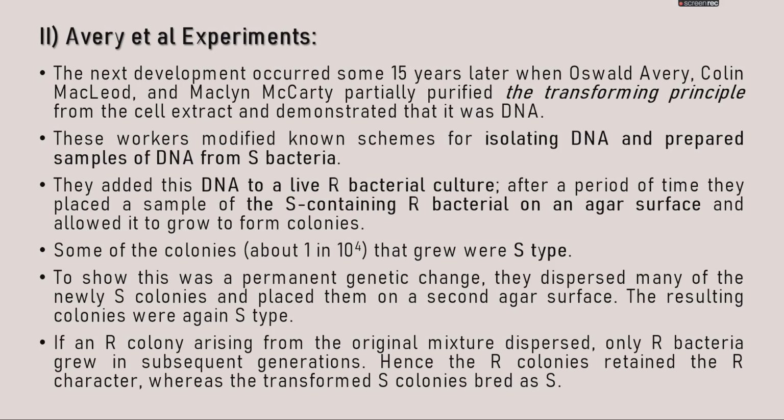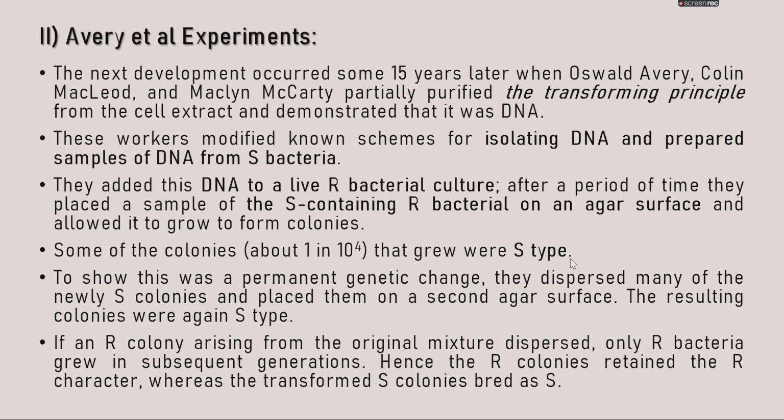Now these workers modified a known scheme for isolating DNA and prepared samples of DNA from S bacteria. From the heat-killed S bacteria, the DNA sample was extracted, and that DNA sample was then added into live R bacterial cells and allowed to react for a period of time. They placed a sample of the R bacterial cells on agar surfaces and allowed them to grow to form colonies. In this experiment, they observed that some of the colonies, about 1 in 10 to the power 4, that grew were of S type.